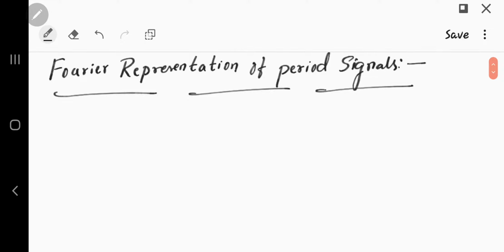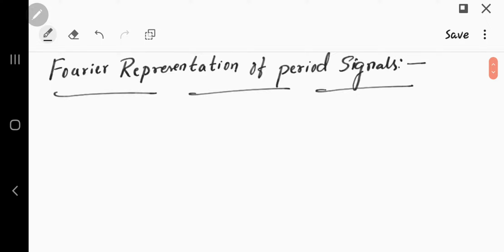Hello students. So in the previous video we discussed step response, and we took some examples on step response, how to find the step response of a system. Now moving on to the next topic, we have the Fourier representation of periodic signals.